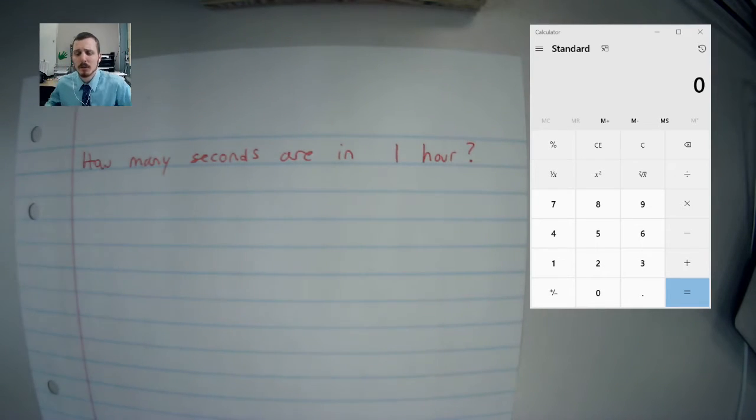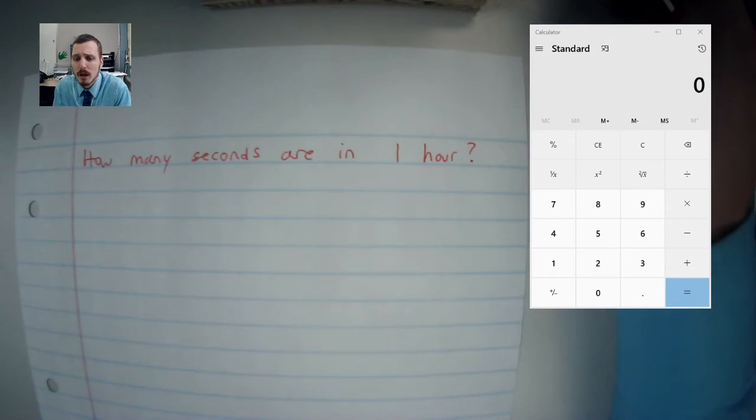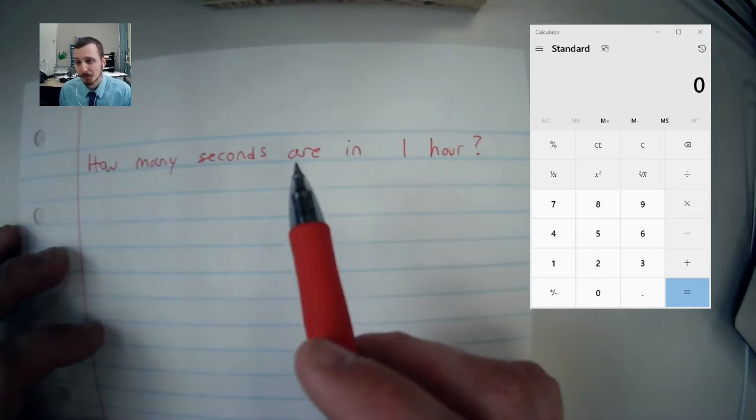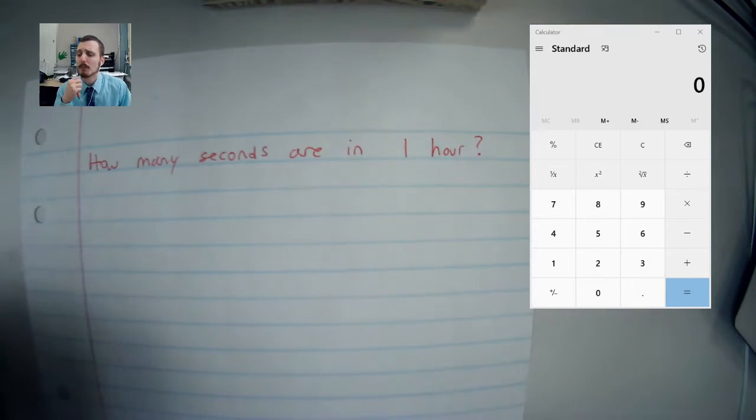All right, I want to go ahead and give you a couple of examples of how we can convert between different units. And so for my example, I have this problem. It says how many seconds are in 1 hour? And so I could do that just by thinking about it.